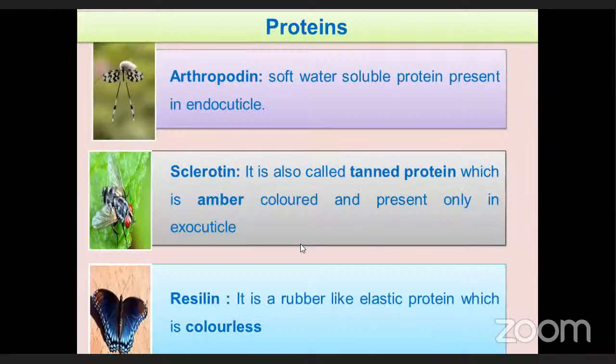Sclerotin: with the help of bursicon hormone, this tanning process will take place. That's why we also call it tanned protein, which is amber in color and present only in the exocuticle. Next, the third protein, resilin. It is a rubber-like elastic protein, present in ligaments, wing ligaments, leg joints, and clypeolabral joints. In head regions, and different types of sutures and sclerites, resilin is present.